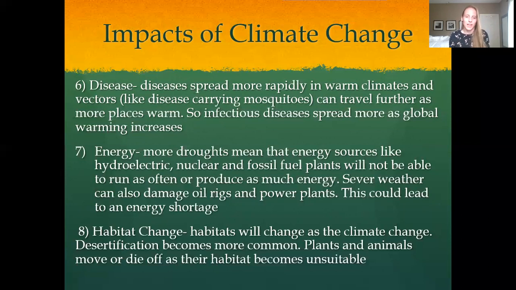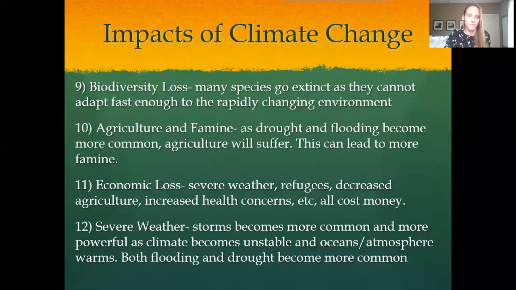Habitats are also changing. Desertification is becoming more common, and then plants and animals are again having to move or are just dying off as their habitat becomes unsuitable for their survival. Because of this, we are seeing a lot of biodiversity loss, where species are going extinct because they just can't adapt to how quickly the environment is changing.